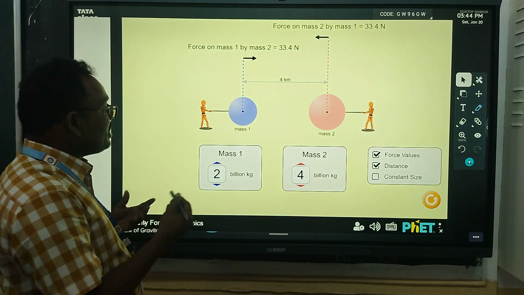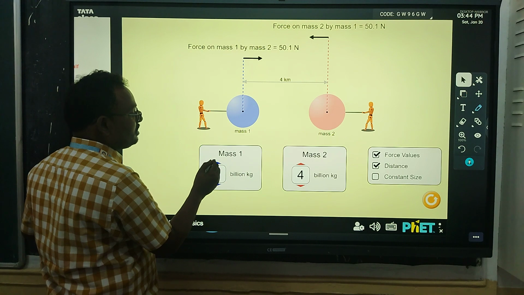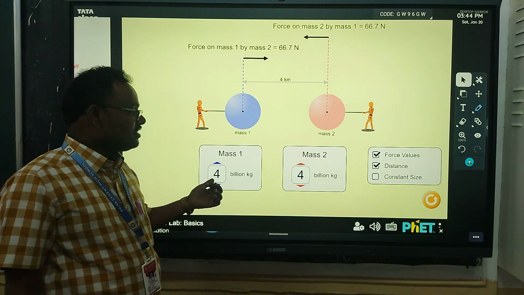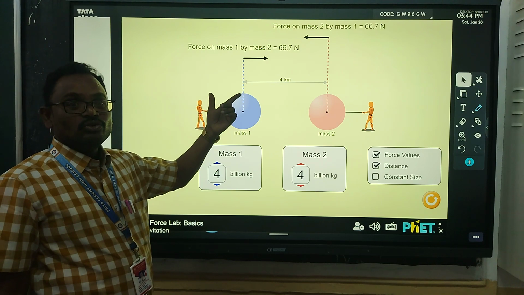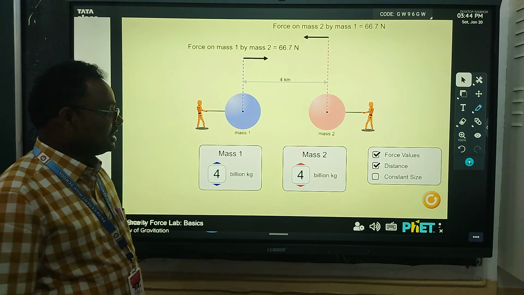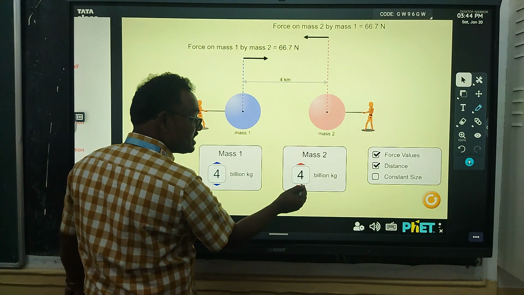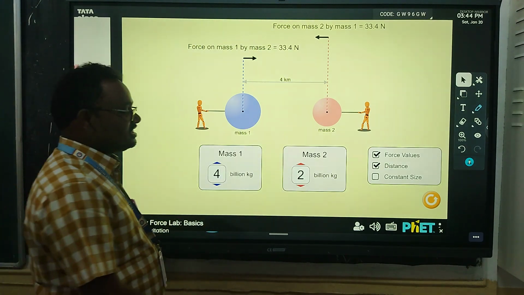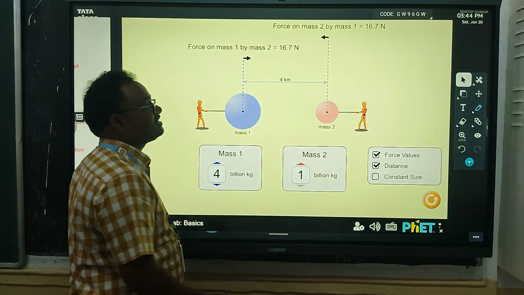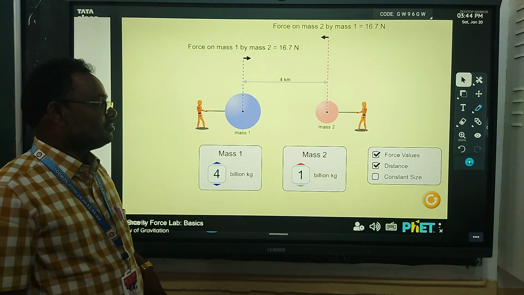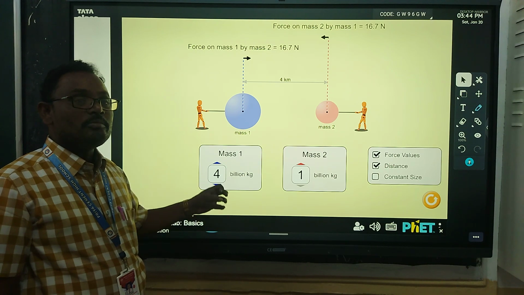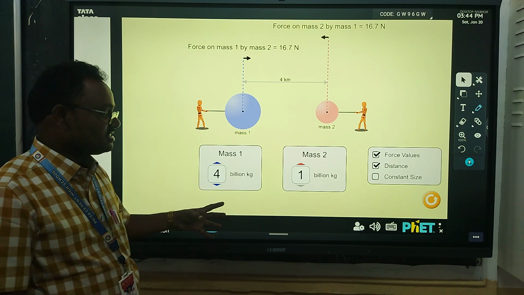If we increase the mass, observe it. The mass of the first body is doubled, so the force also becomes double. Now the mass of the second body is reduced to half, 16.72 kg. So the universal gravitational force depends on the masses and the distance.